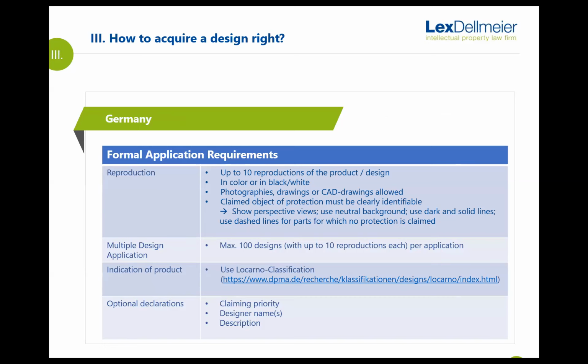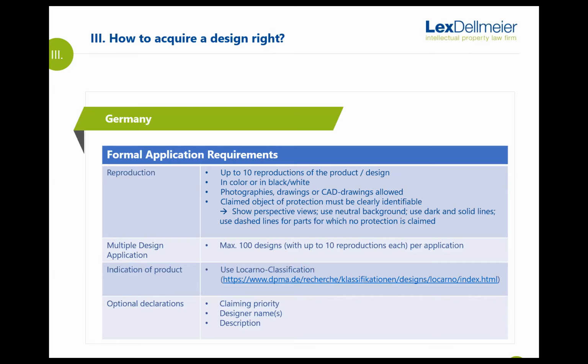Formal requirements in Germany. You, of course, have to file reproductions of your design. You have to show the public what your design looks like and what exactly you would like protection for. You can file up to 10 reproductions of the product, either in color or in black and white. It doesn't matter, at least not for the office. You can file photographies, drawings, or CAD drawings. Everything's allowed in Germany.